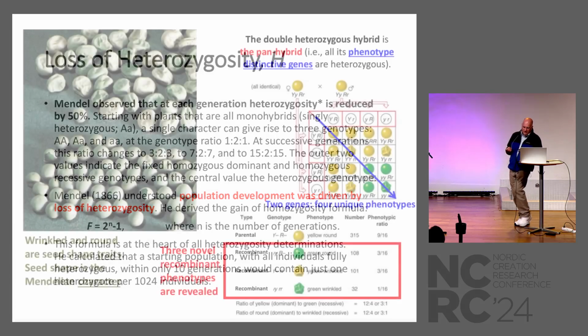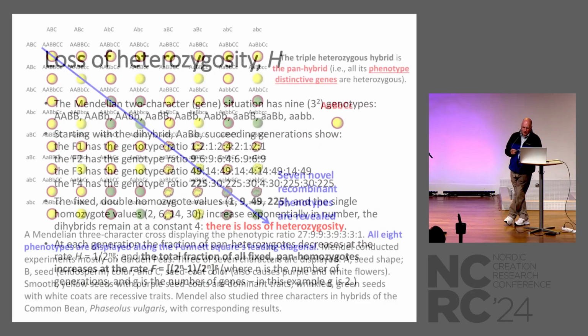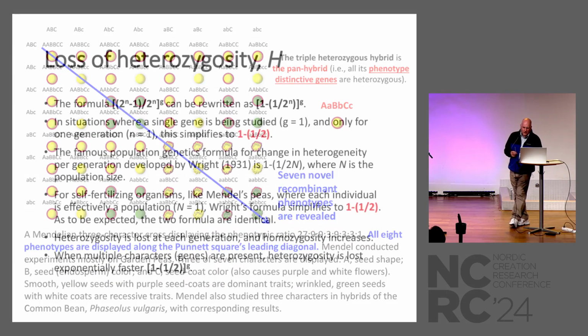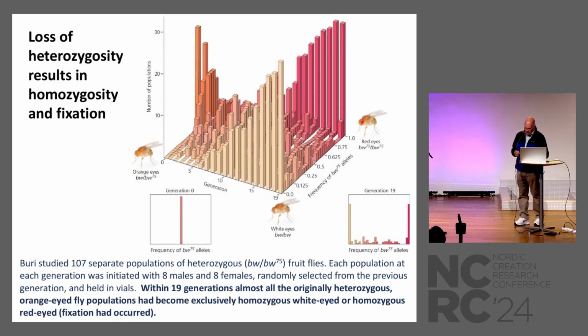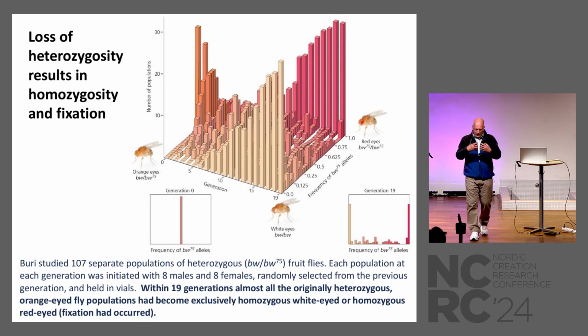He worked out the math of this. It would take far too long just to go through it here. What I do want to do is take us to this picture where we look at loss of heterozygosity in populations. It was a very famous study done by a guy called Bory. What he showed was that if you start with heterozygous flies, within a short time they will either be all homozygous dominant or all homozygous recessive. It just happens. Heterozygosity is lost.